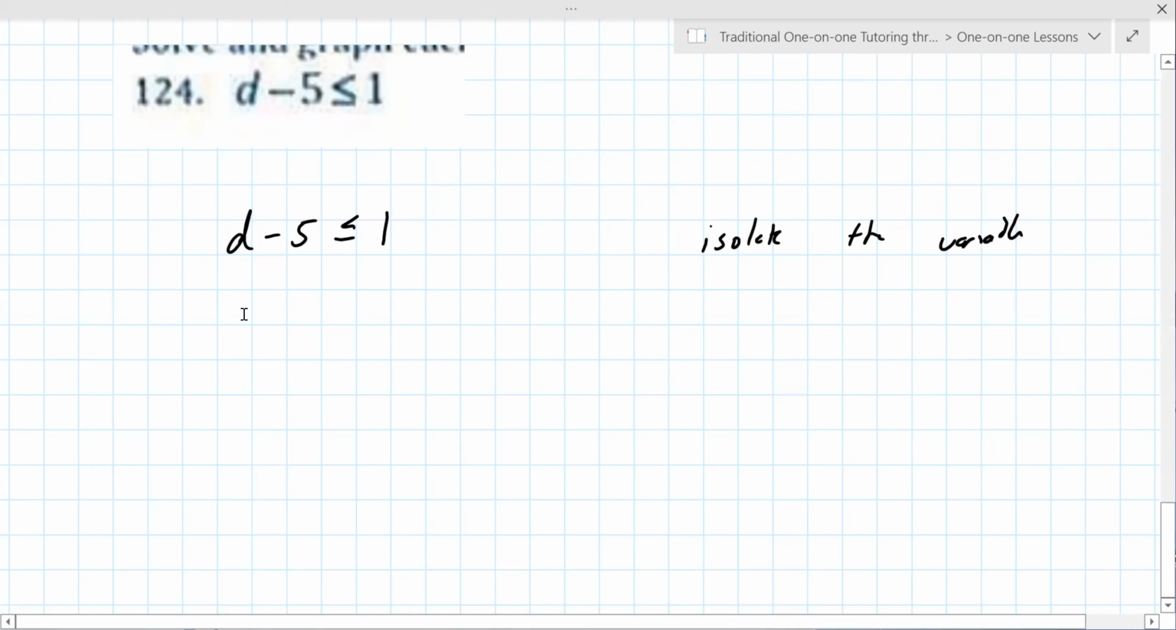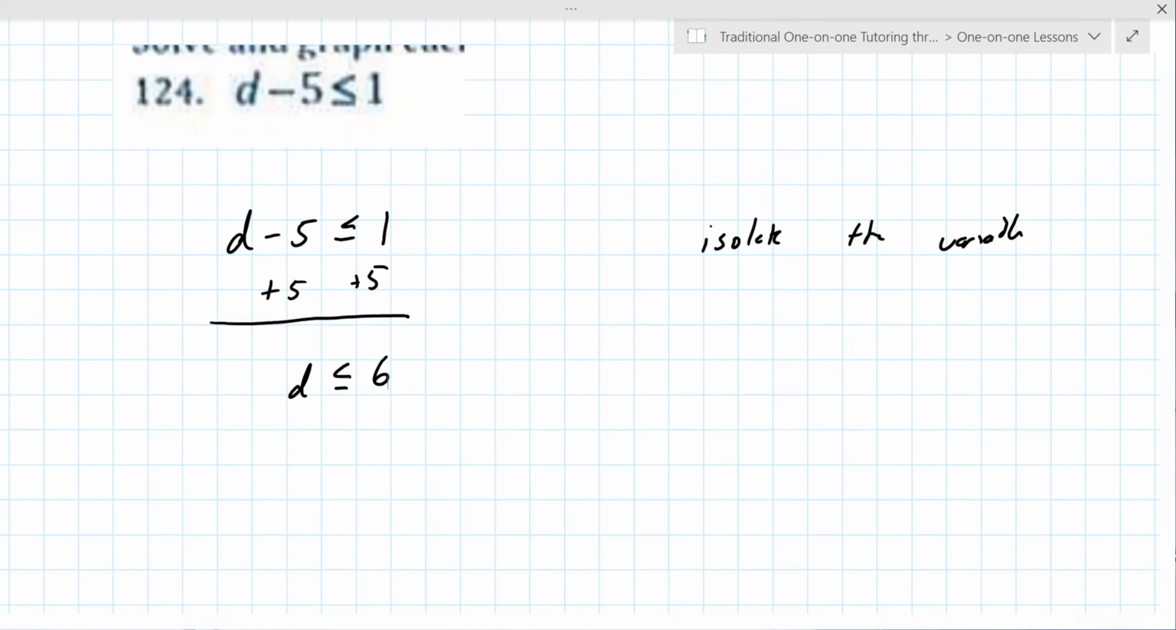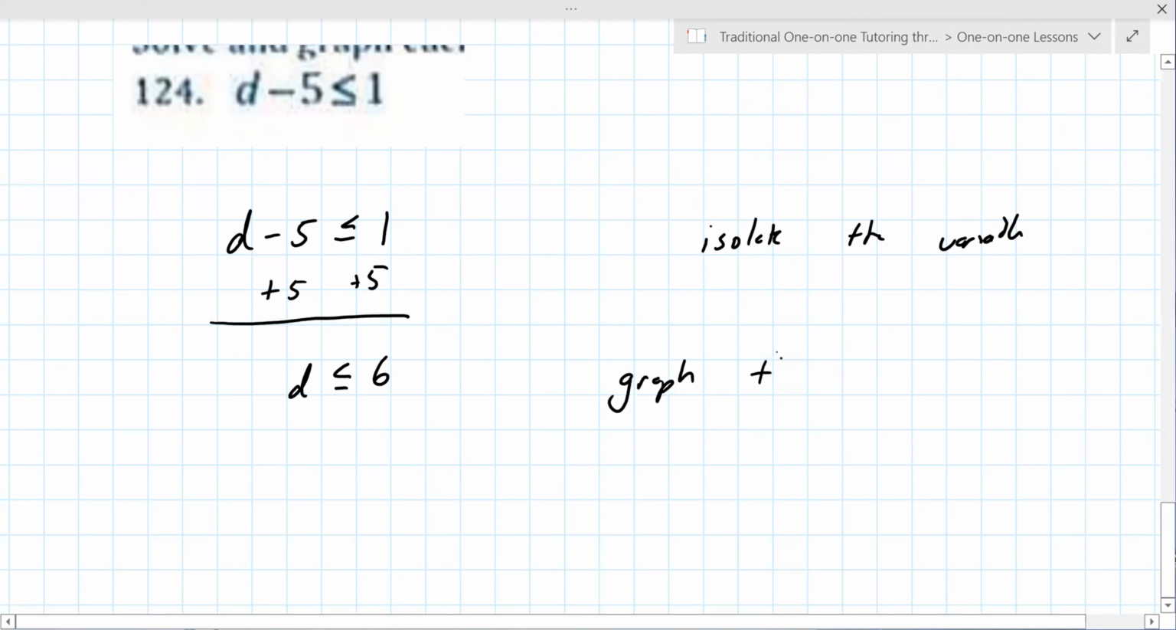Your goal here is to get D by itself. So you look and ask, what else is going on here? You should say subtraction by 5. So how do you undo subtraction by 5? You would add 5 to both sides. So D is less than or equal to 6. Now there's a bit more that this problem asks for. It says to graph the inequality.